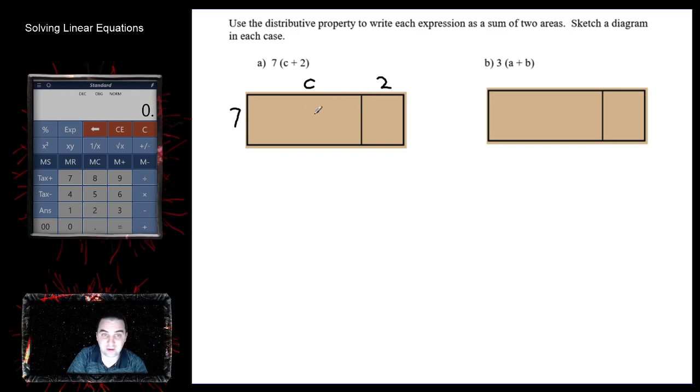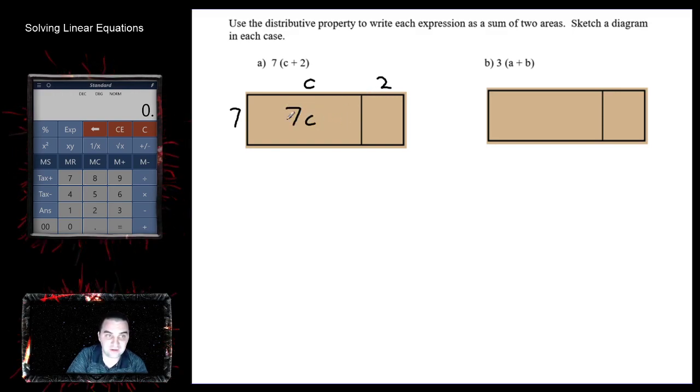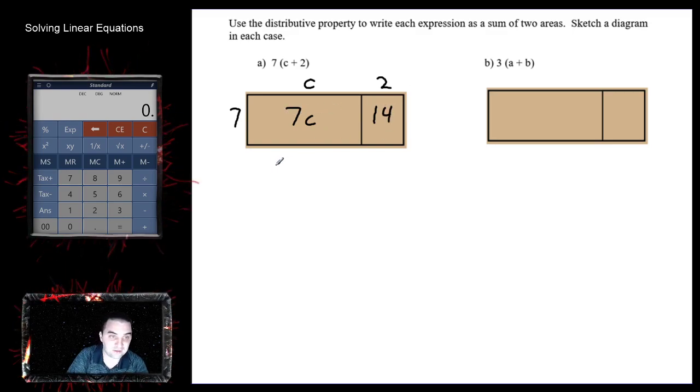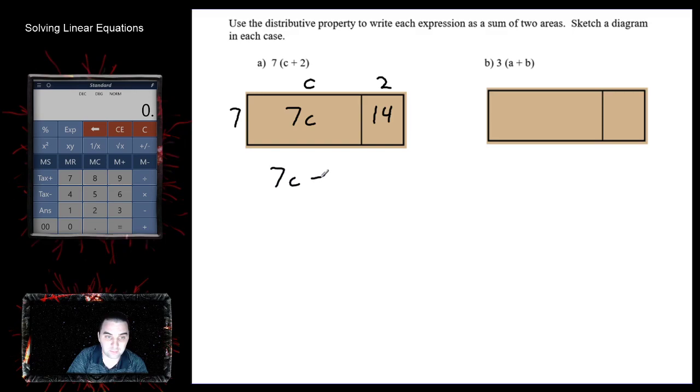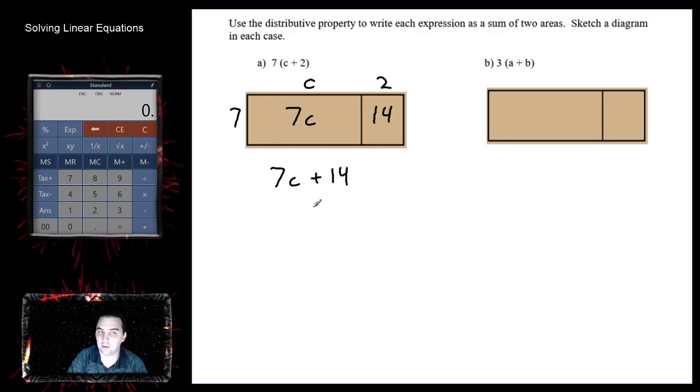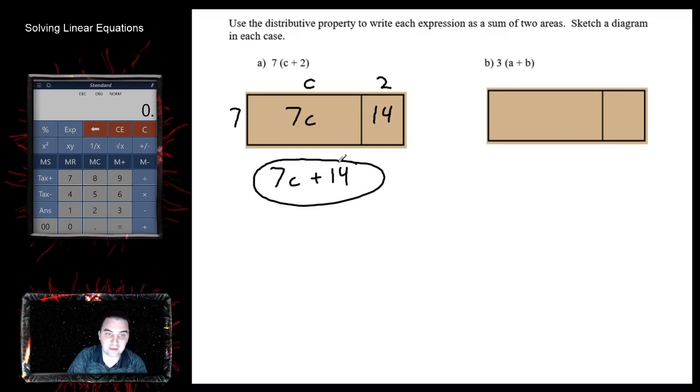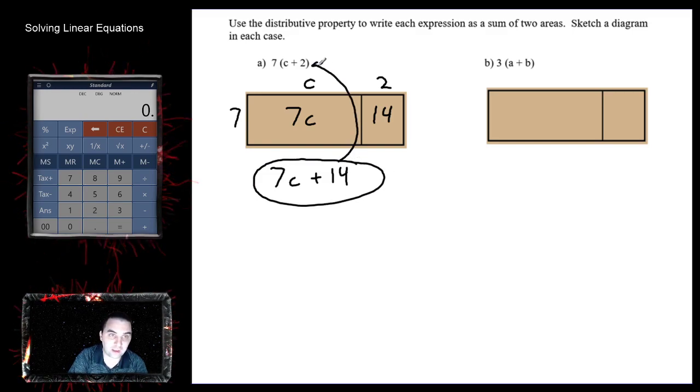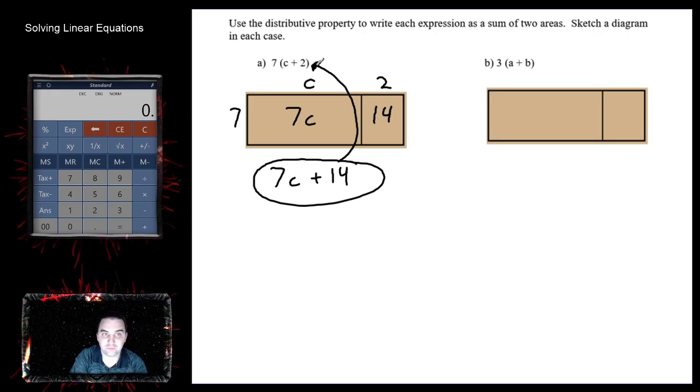So 7 times C is 7C. 7 times 2 is 14. So the sum of the two areas is 7C plus 14. That's all there is to it. 7C plus 14 is just a different way of saying 7 times C plus 2.